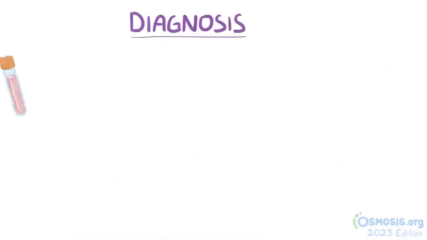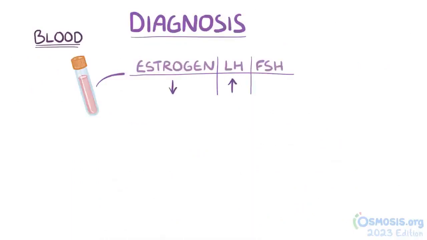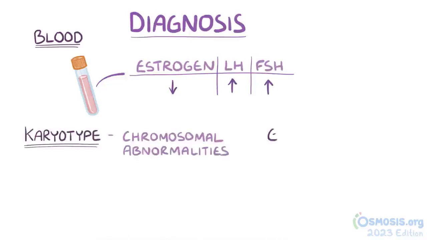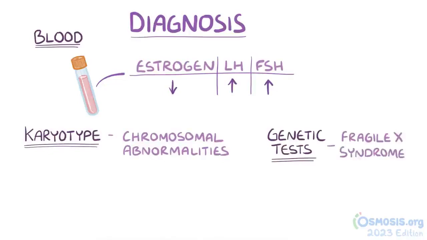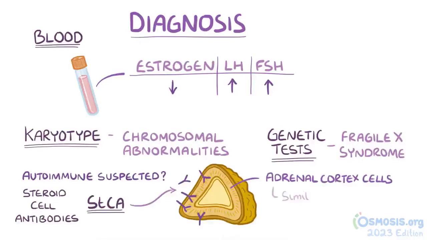Diagnosis of premature ovarian failure can be done by detecting low levels of ovarian hormones, mainly estrogen, and increased levels of LH and FSH. Additionally, a karyotype can be done to look for chromosomal abnormalities, and specific genetic tests can be ordered if there's a family history of Fragile X syndrome. If autoimmune causes are suspected, testing for steroid cell antibodies, or STCAs, which react to adrenal cortex cells can be done. That's because there's a similarity between ovarian cells and the cells of the adrenal cortex.